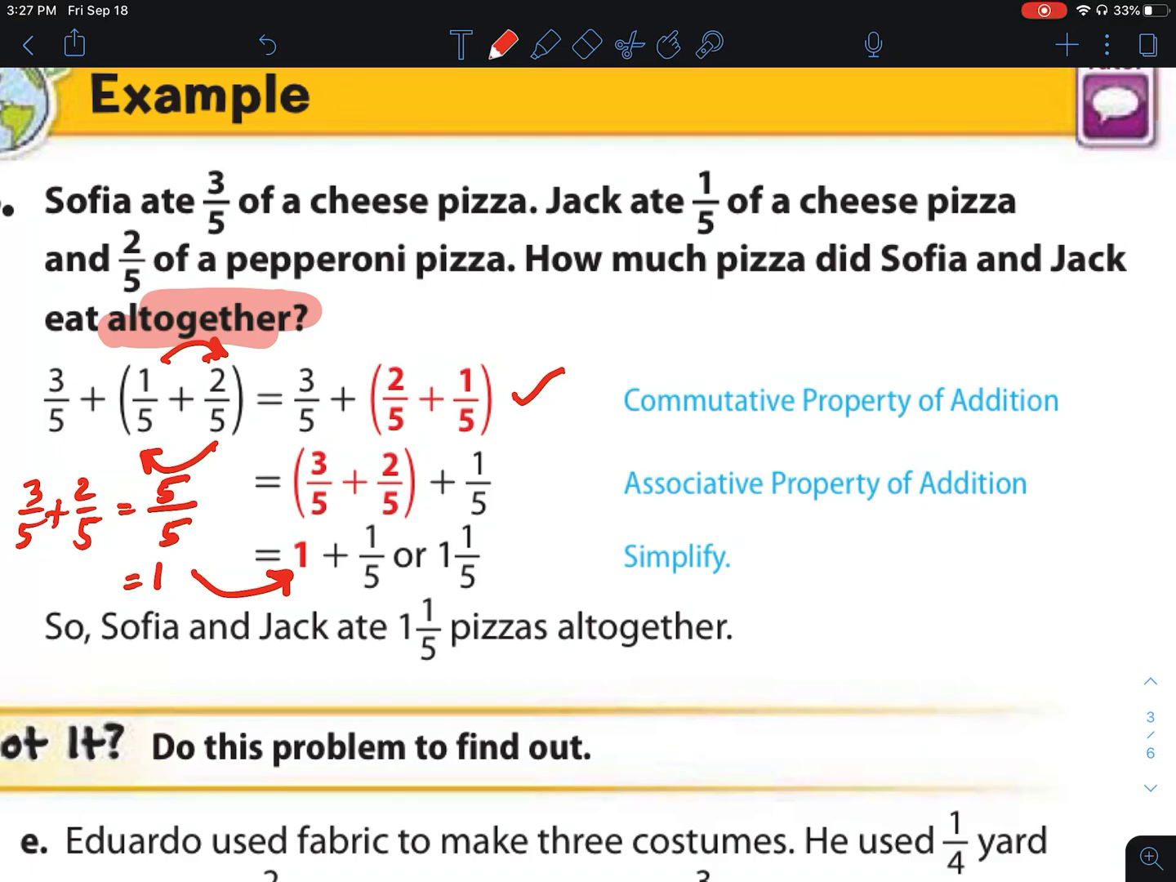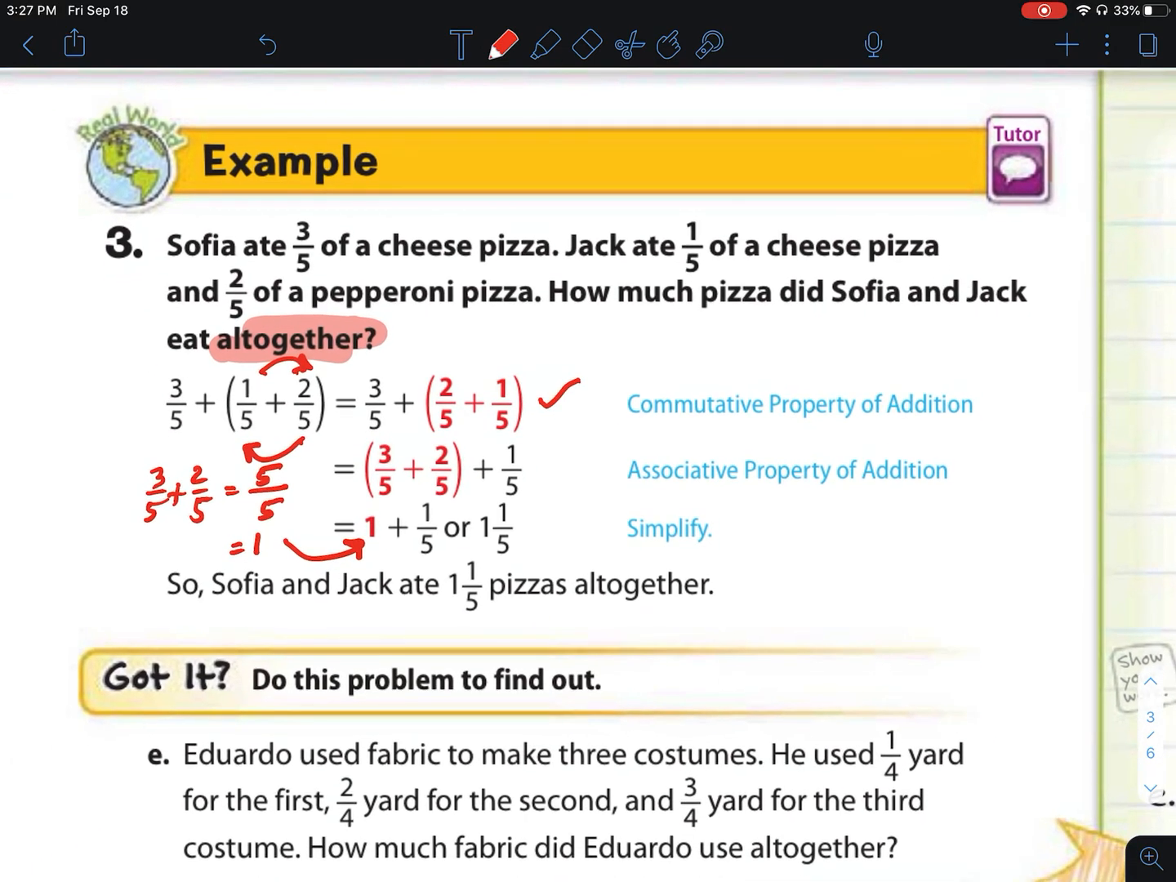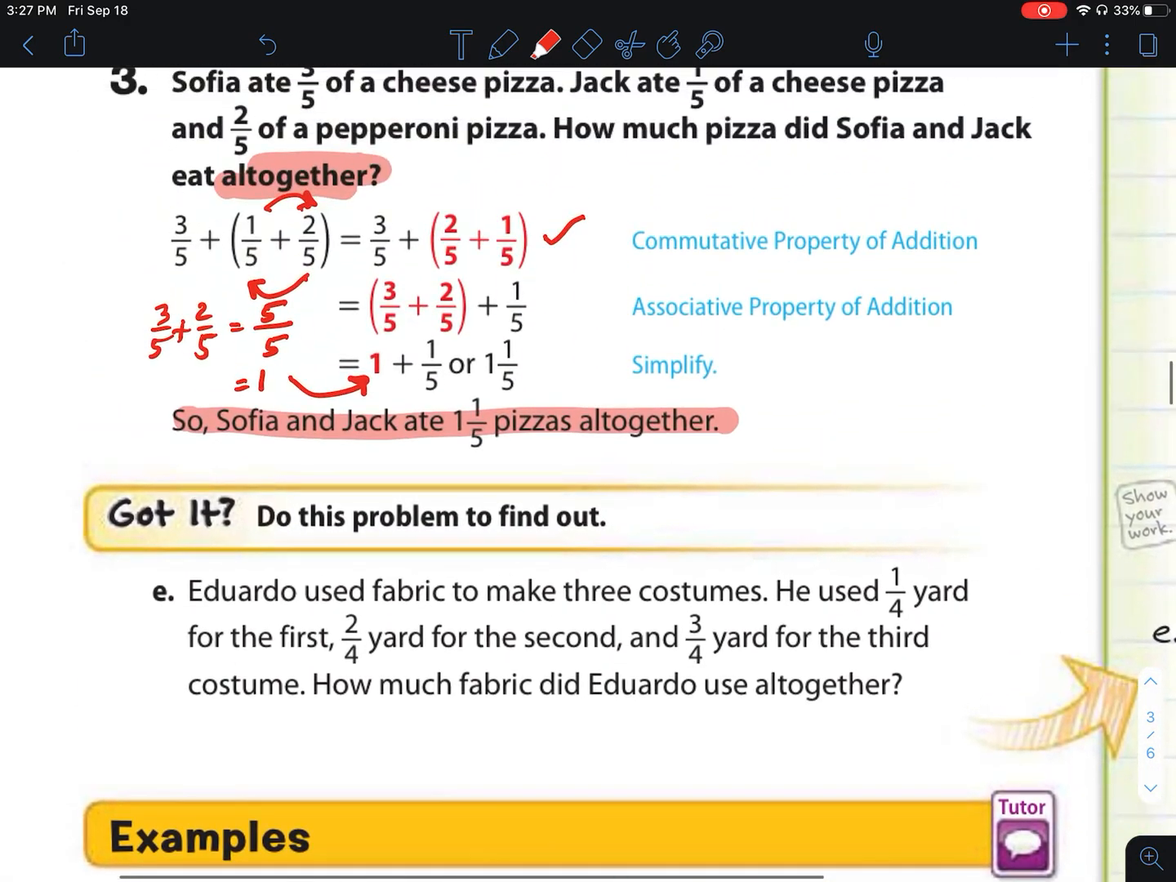And we add 1 plus 1/5, which becomes 1 and 1/5. Okay, so Sophia and Jack ate 1 and 1/5 pizzas altogether. Okay, do the guided problem. Let's see if you understand that word problem.